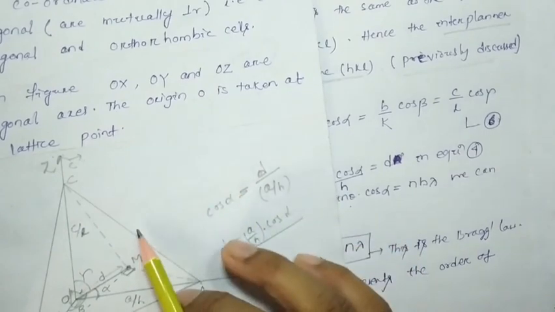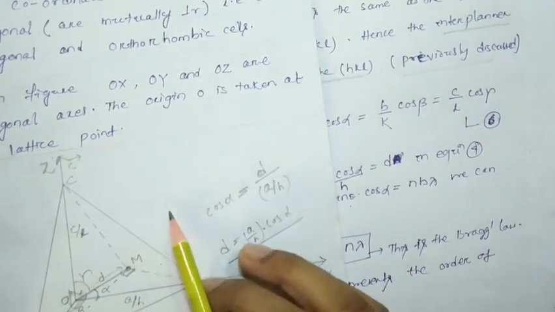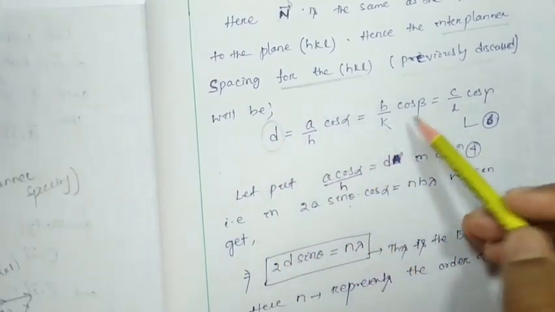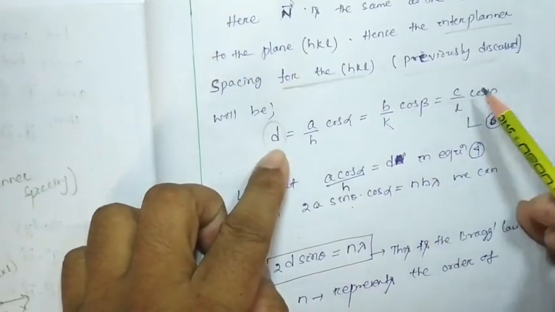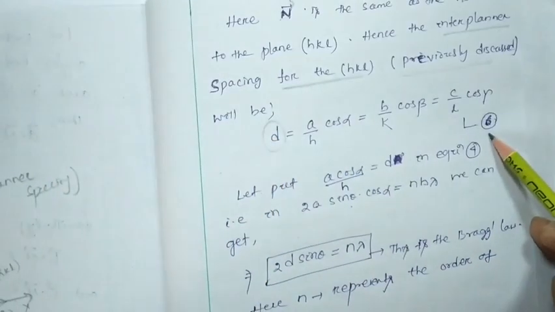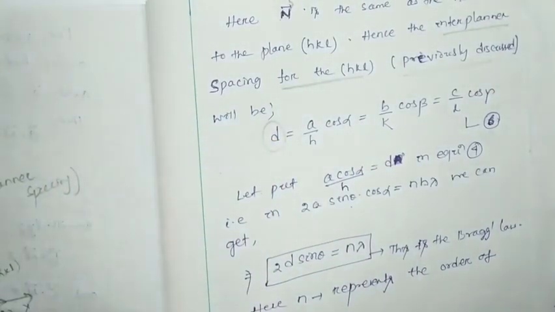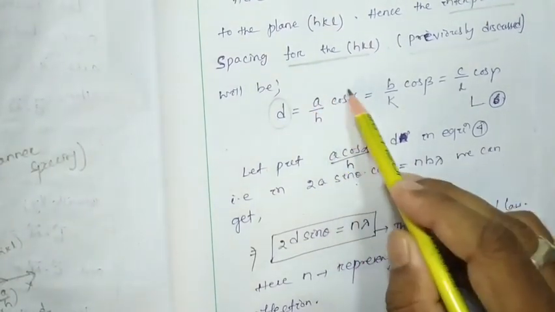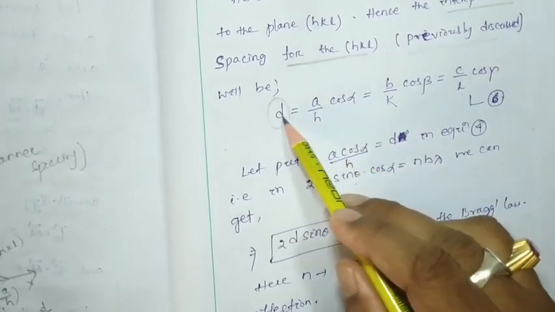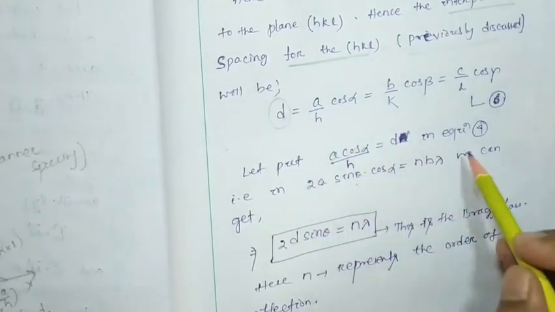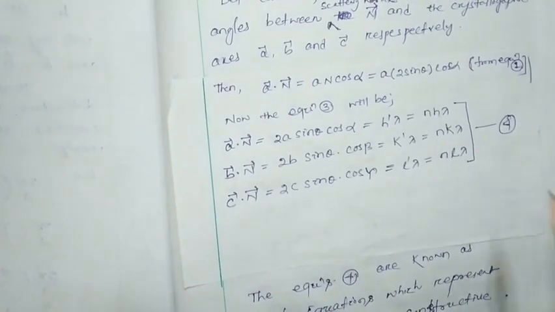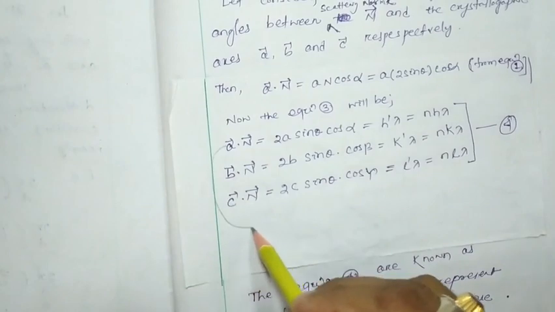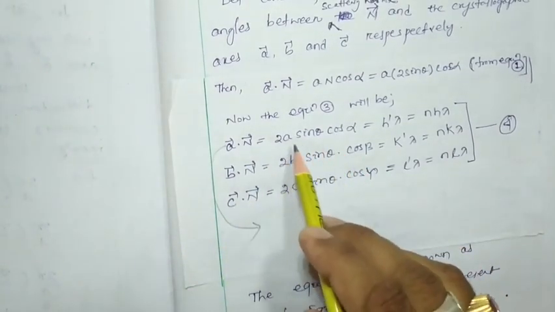You can go through that video; I will give the link in my description. So here d will be a by h cos alpha. Similarly d will be equal to b by k cos beta, equal to c by l cos gamma. Let this be equation number 6. Now we have to put a by h cos alpha in equation number 4. Suppose you consider this equation.